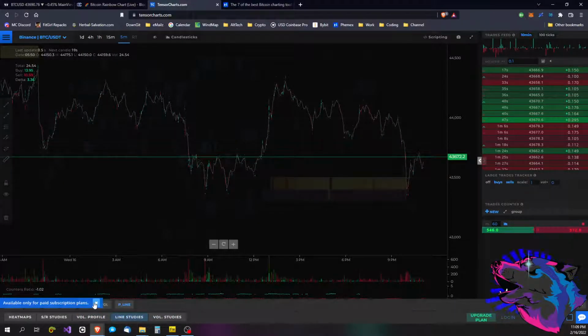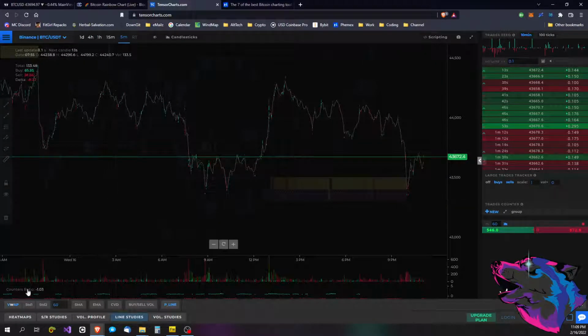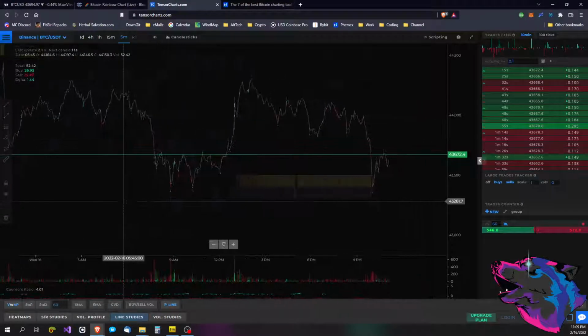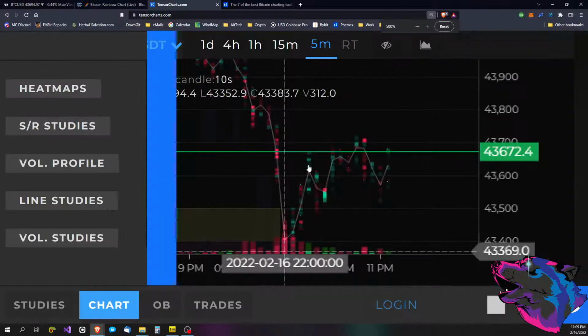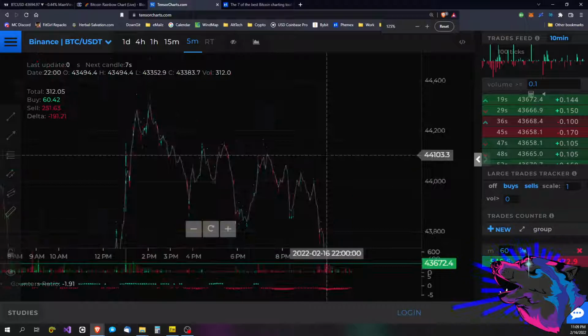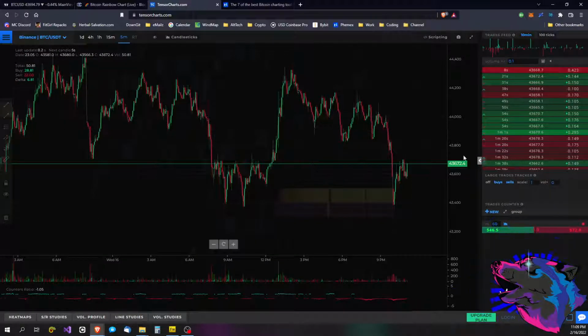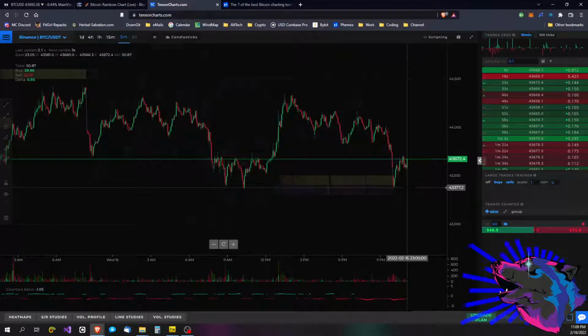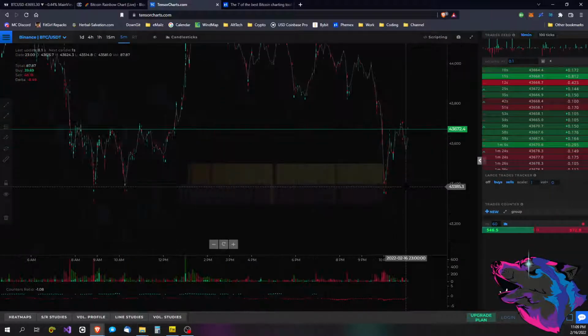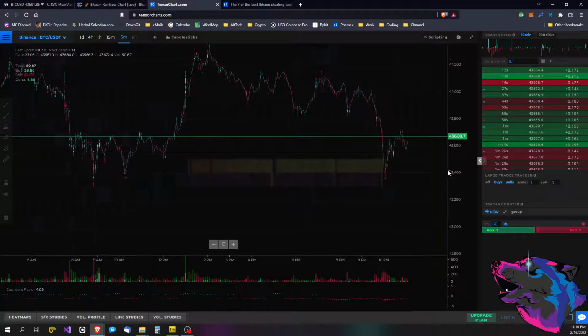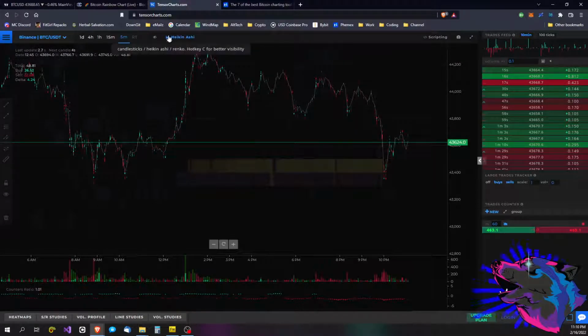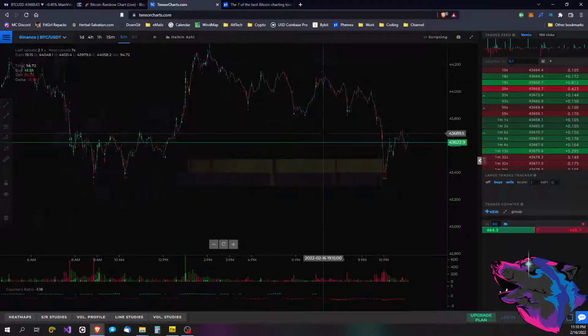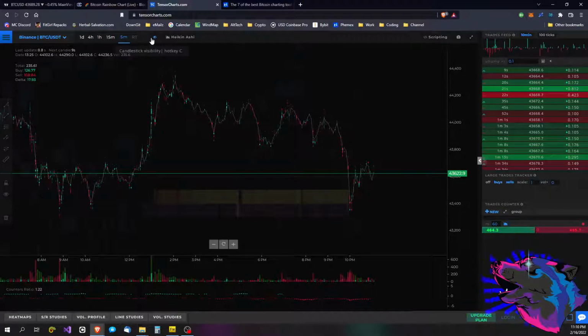What's this? Line studies. I don't see. Holy crap. See, man? Control mouse wheel. I'm so used to doing it. I can't use anybody else's charts anymore. Oh, well. You get the point. You could change your candlesticks, Heikin-Ashi, all that good stuff.